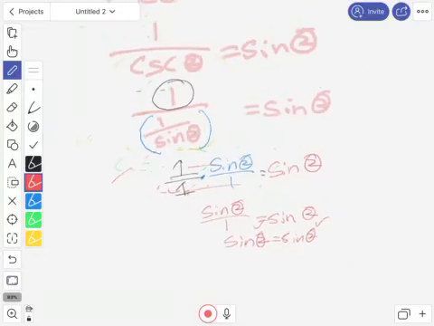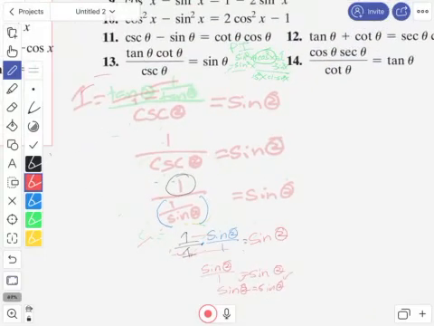Pretty simple there. I hope that this video was helpful. This section is definitely tough. And this was problem 13, just to clarify. If you're still stuck on anything, please reach out.